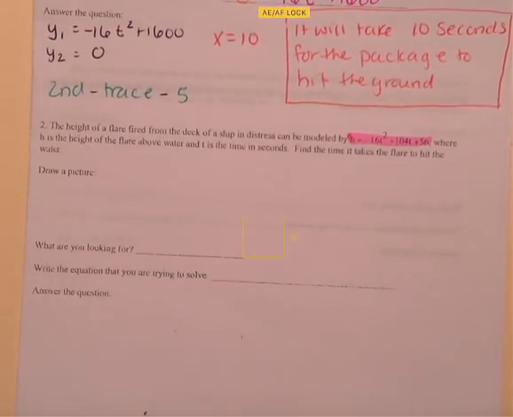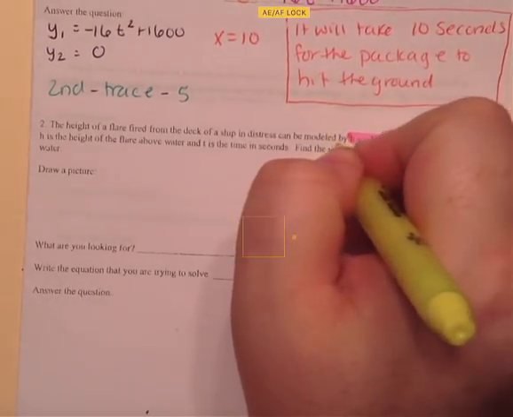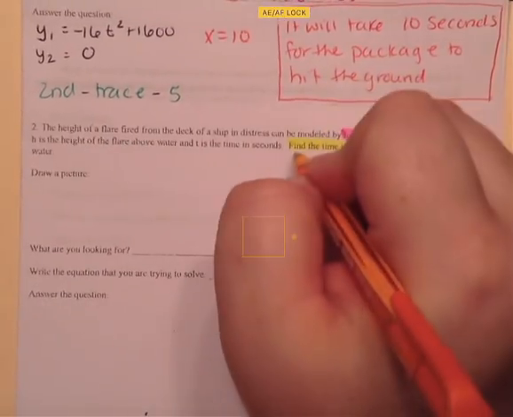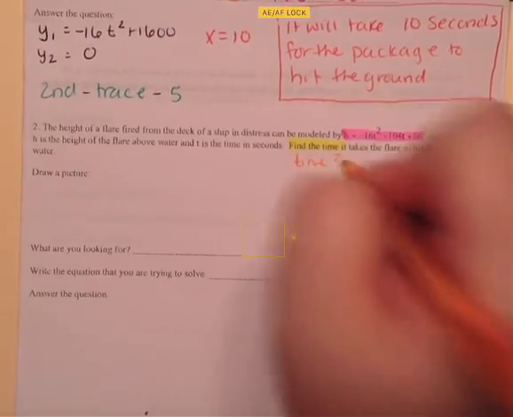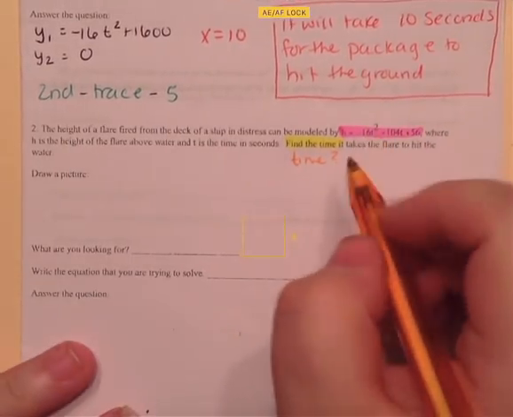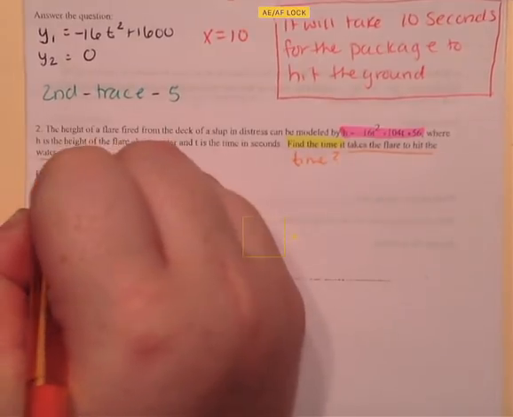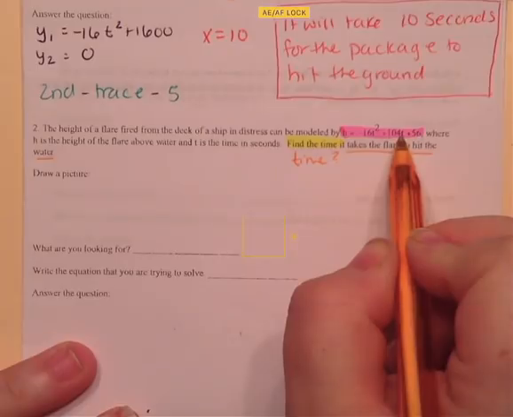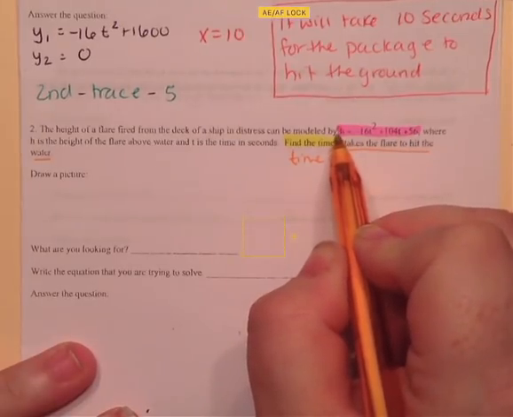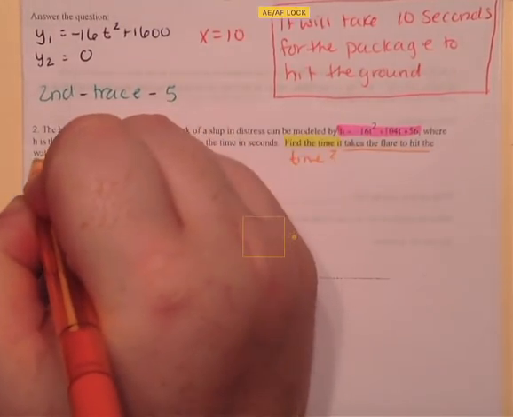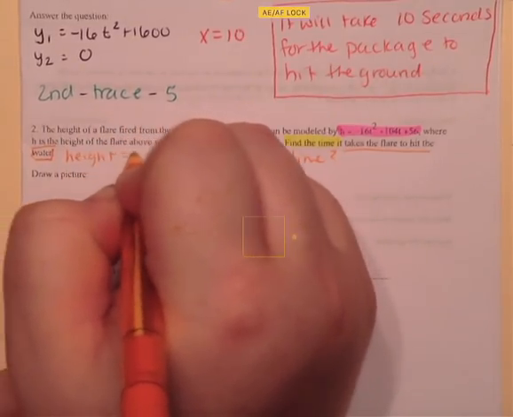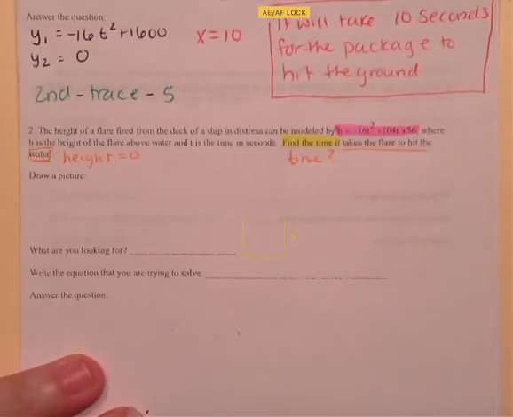The question is asking, find the time. So that means that we don't have the time. That means we do not have t. So our time is our question. Time that it takes the flare to hit the water. So again, we have our equation. T is the letter we're looking for, therefore we have to have h. So if it's hitting the water, then your height is actually 0 because it is no longer in the air.